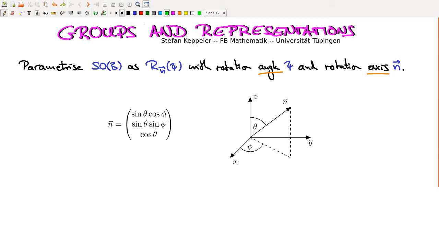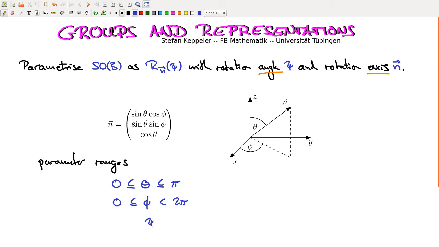Now, what are the parameter ranges? If we want to allow all directions for n, then we would say θ runs from 0 to π, and φ runs from 0 to, say, 2π, but 2π we identify with the 0 again, so it's not equal here. And what about the rotation angle?